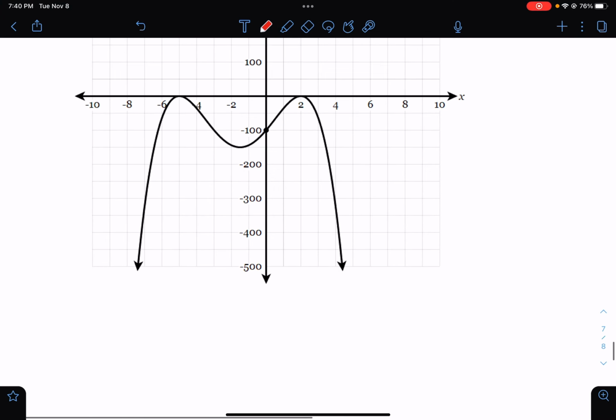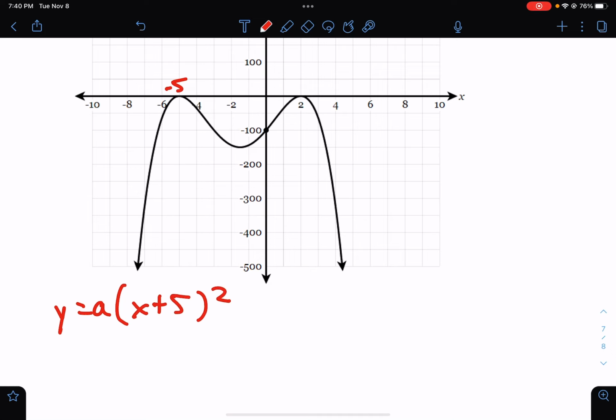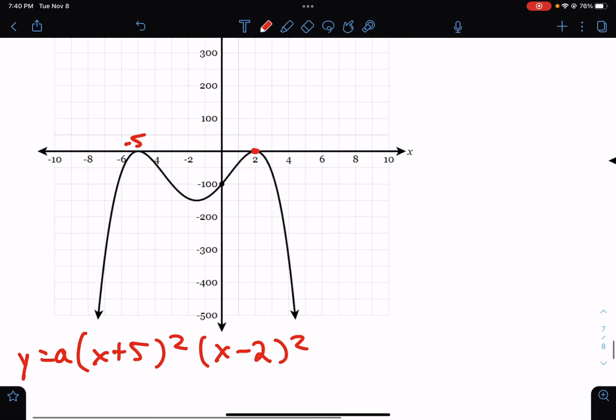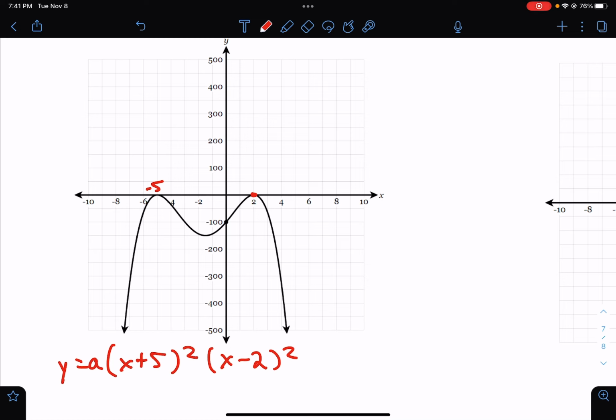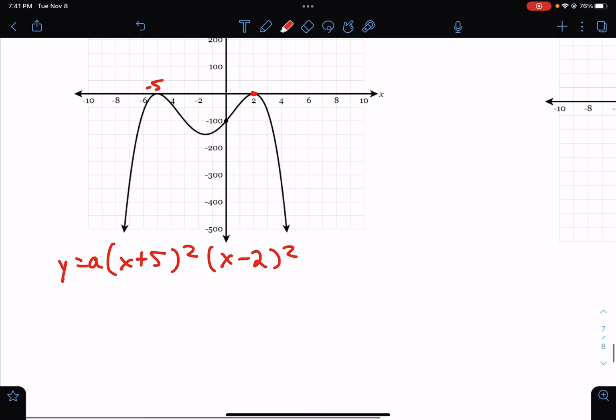So looking at this one, we are going to have a bounce point at negative 5, so it's going to be x plus 5 squared. And we have a bounce point at 2, so it's going to be x minus 2 squared. All right, those are the only two roots we were given. And looking at this, right, it's going to be an even degree, and it's going to be a negative leading coefficient. How do I know that? Well, both of the end behaviors are going down to negative infinity, which indicates that we're going to have an even degree, which is checking out because we got squared and squared, which is going to be a degree 4, and it's going down. All right, so now we just need to go ahead and find our a value.